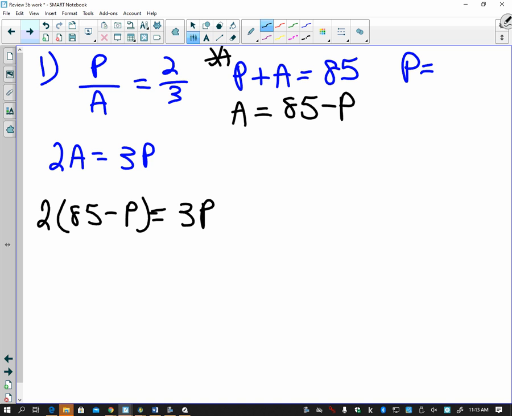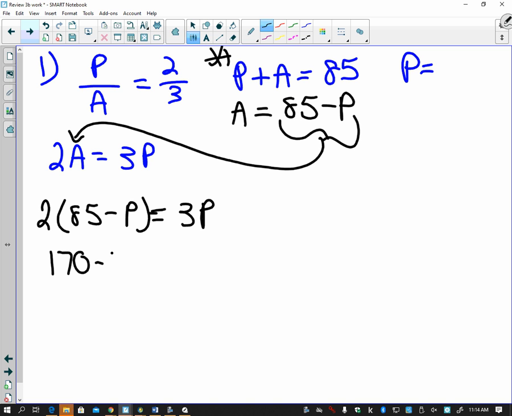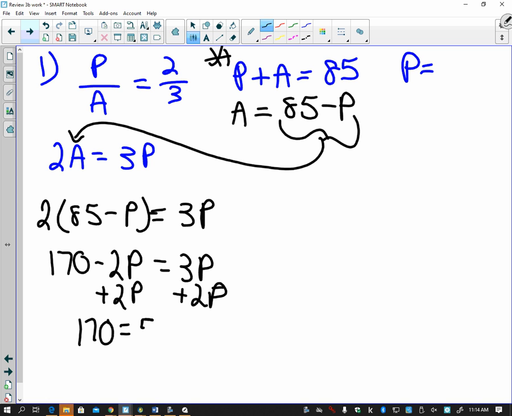Okay, now I'm solving in terms of P. Does that make sense? Yes. All right, so I've substituted this in for that A right there. Okay, now distribute. So 85 times 2 would be what, 170? Minus 2P, don't forget to distribute to everything, equals 3P. Isolate P, so add 2P to both sides. Okay, so I got 170 equals 5P. Divide by 5.